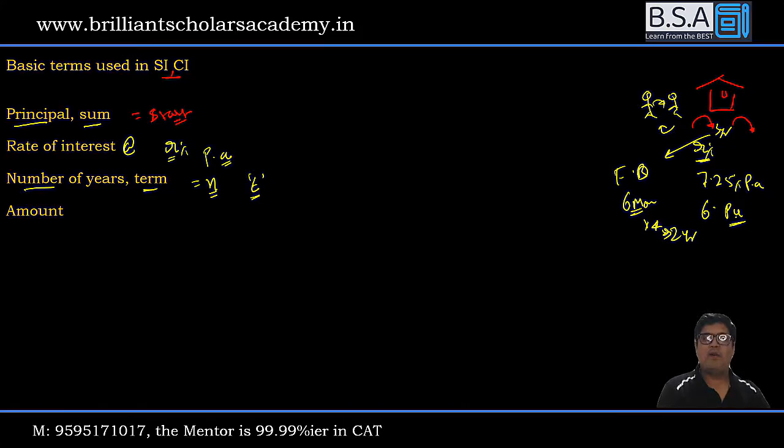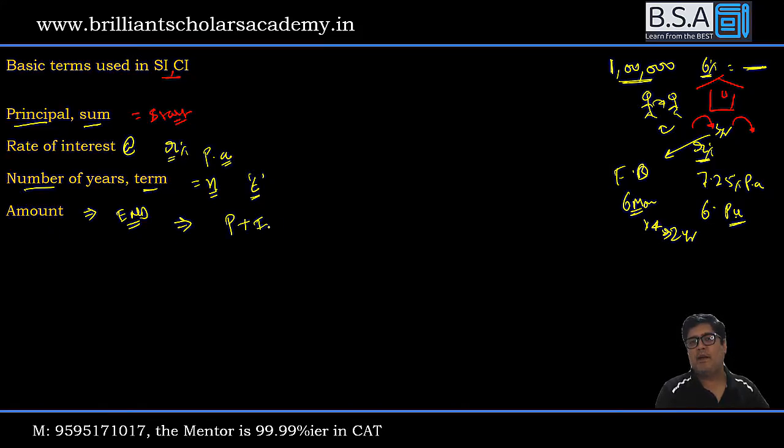Amount, what is amount? Let us say I keep in the bank rupees 1 lakh. At the end of the duration of, let us say, 1 year, along with 6% interest, they pay me some money. The money returned at the end is called the amount. Usually the amount is simply calculated as principal plus interest.